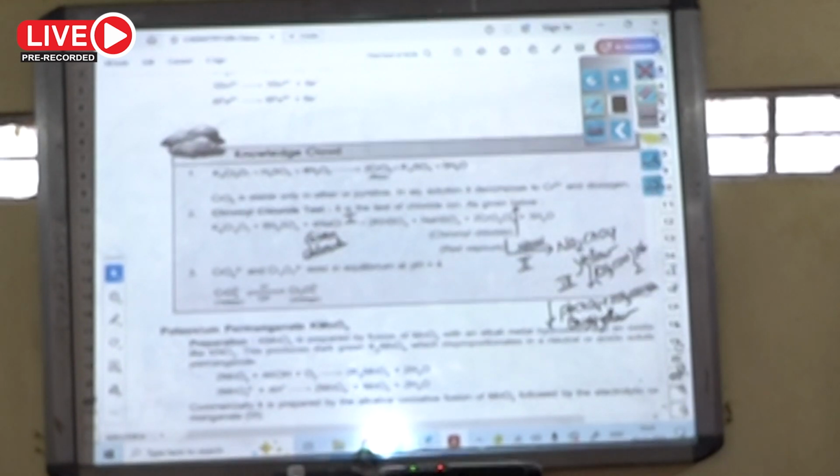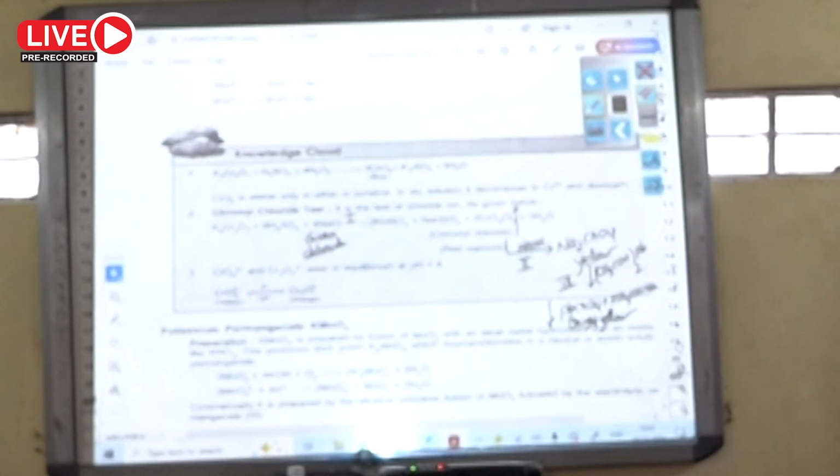To this yellow solution, not precipitate, yellow color only, we add a lead acetate solution. Immediately what will you get? A bright yellow precipitate of lead chromate. That confirms Cl minus. Without knowing this point, you should not sit in the NEET examination hall. The third point is also very important.